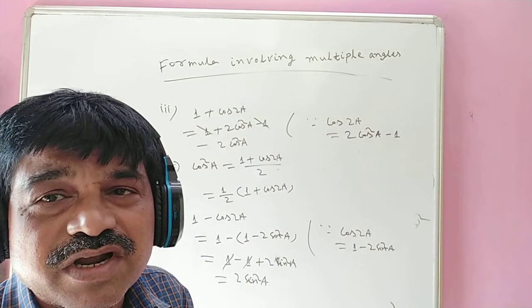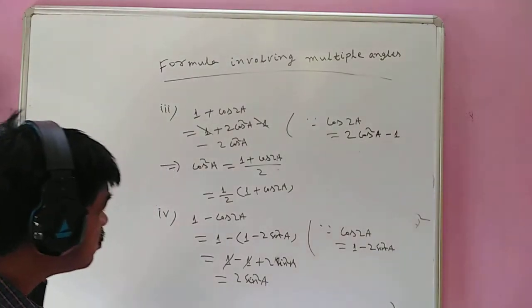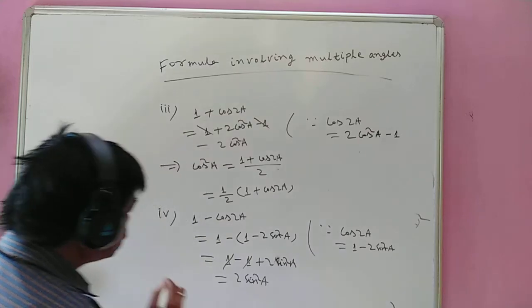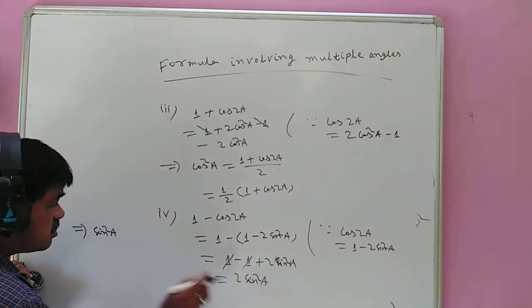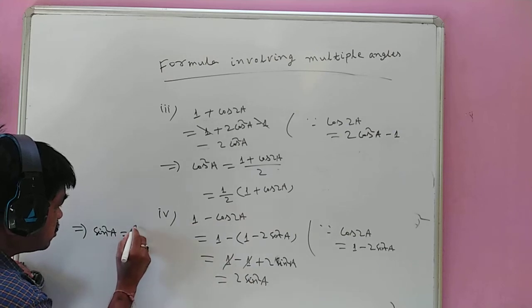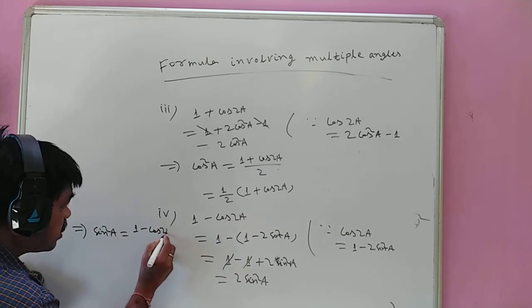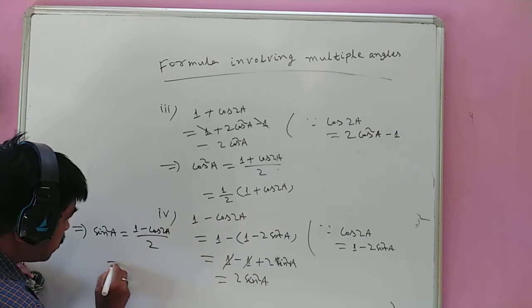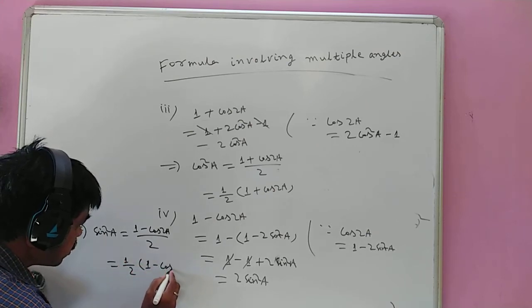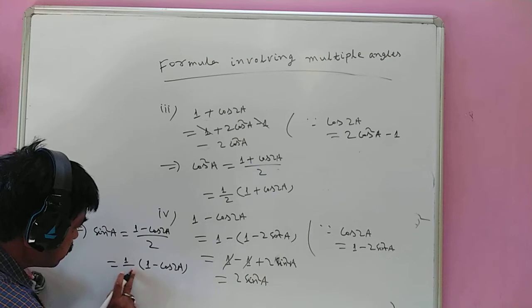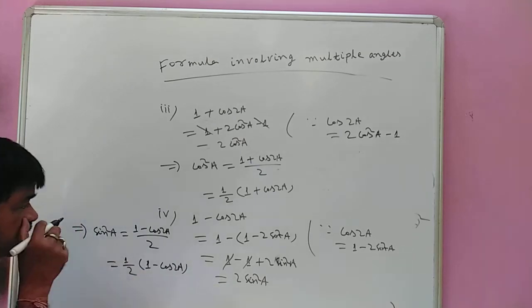Then from this you can get sin square a. So now tell me, what is your sin square a? From this, sin square a is equal to, this 2 will be divided here, 1 minus cos 2a by 2, or you can write it as half into 1 minus cos 2a. So sin square a is equal to this.